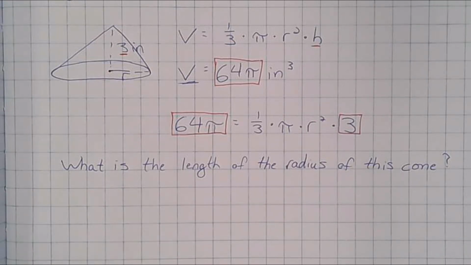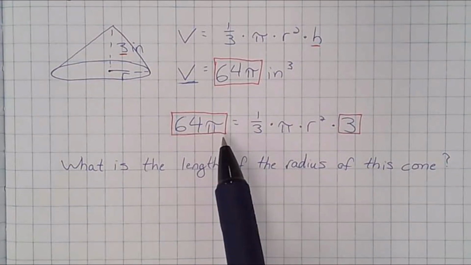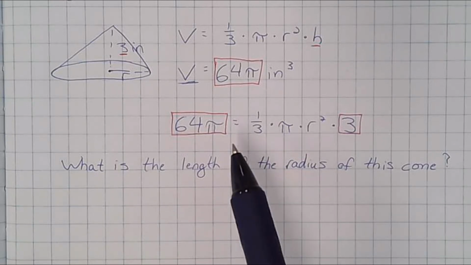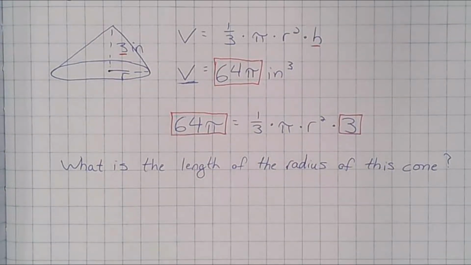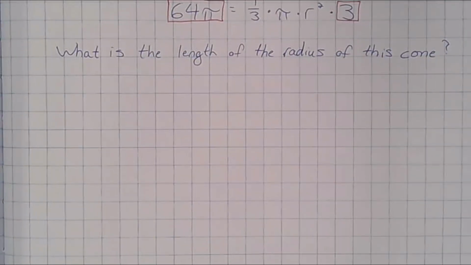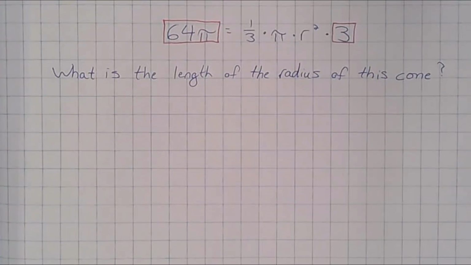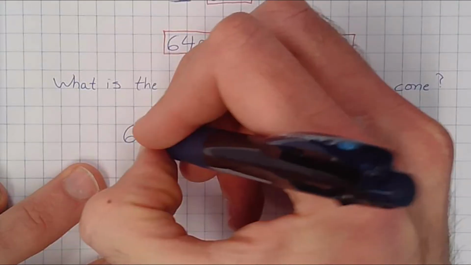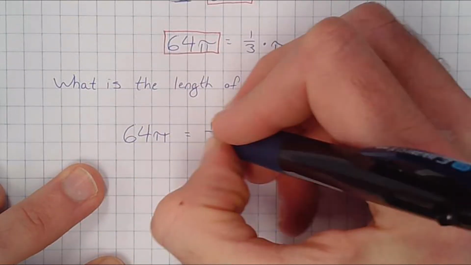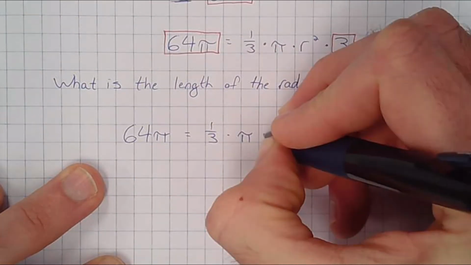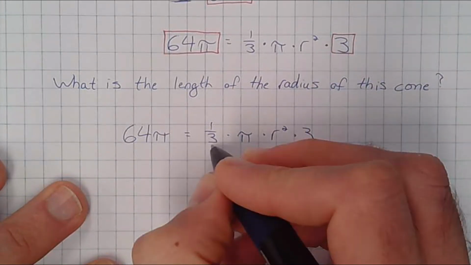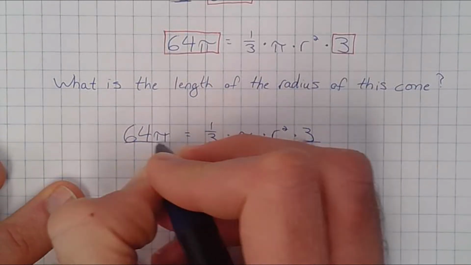Now, I'm noticing there's a pi on both sides of this equation, and I see that the only operation that's really going on here is multiplication, so I'm going to divide it all by pi. So let's come down here, we'll rewrite the equation, and we'll divide the whole thing by pi. So 64 pi is 1/3 times pi times radius squared times 3. And now we're going to take the whole thing, just like this, and divide by pi.